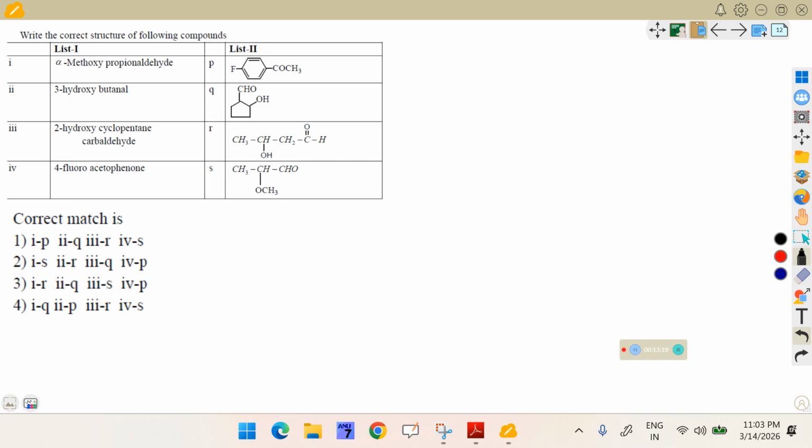See the next question. The next question is a matching model question. First, alpha methoxy propionaldehyde. Prop means 3 carbons. At the alpha position, a methoxy group is present. So one matches with one. Only one option is there, so straight away mark the second option.